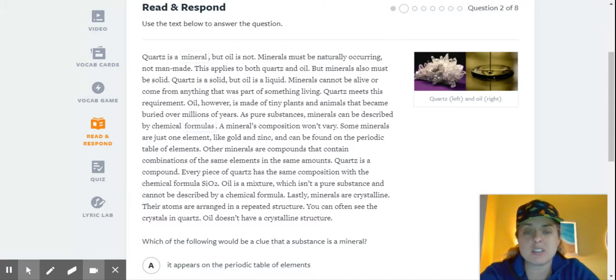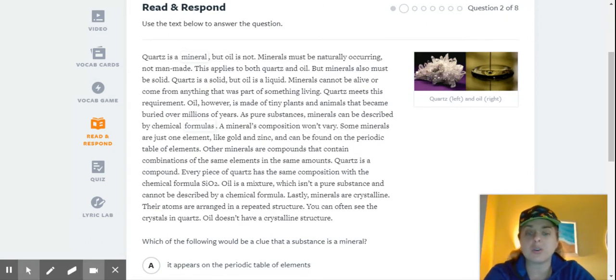As pure substances, minerals can be described by chemical formulas. A mineral's composition won't vary. Some minerals are just one element, like gold and zinc, and can be found on the periodic table of elements. Other minerals are compounds that contain combinations of the same elements in the same amounts. Quartz is a compound. Every piece of quartz has the same composition with the chemical formula. Oil is a mixture, which isn't a pure substance and cannot be described by a chemical formula.